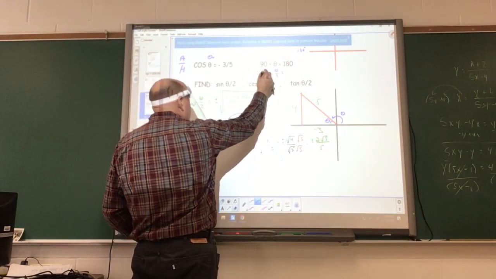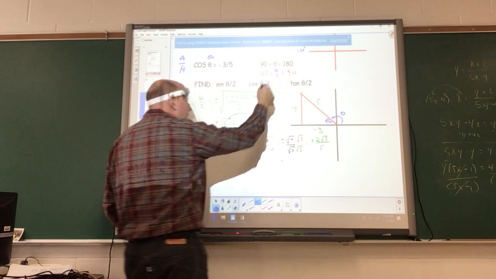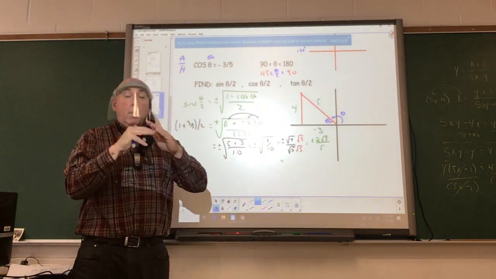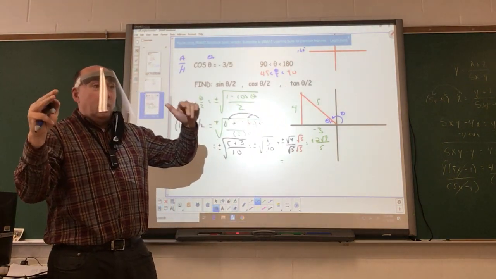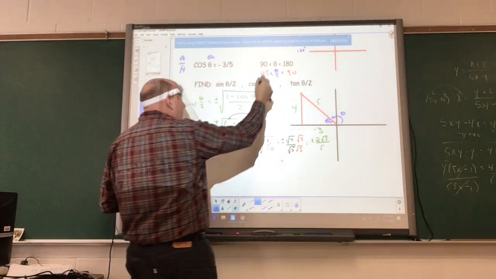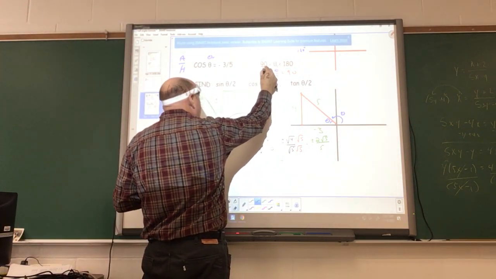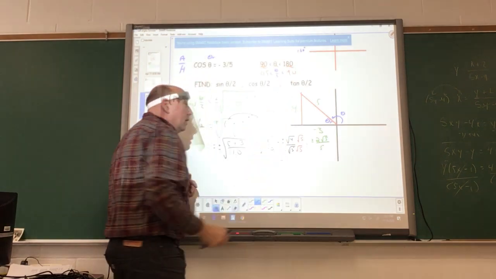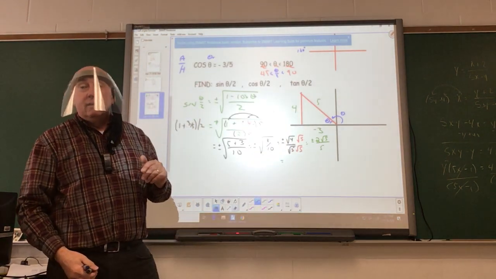45 and 90. How'd you get 45 and 90? If I divide theta by 2, using my multiplication property of inequality or division property, if I divide this by 2 and this by 2, I get 45 and 90.